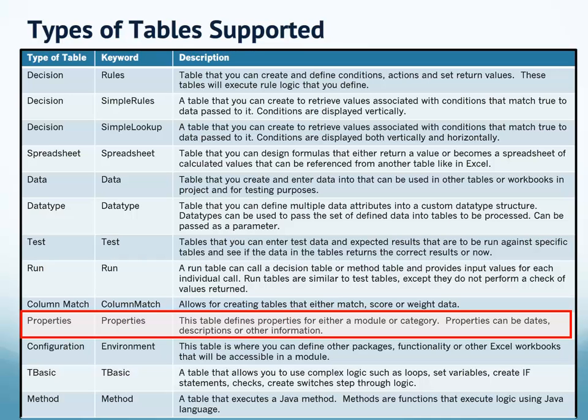We have properties tables where you can define properties at a module or category level. There's 3 different levels that you can define properties, and maybe properties are a description or a version number or something important to identify your table. You can identify them at the table level, the category level, and the module level, and that'll make a little bit more sense as we go forward.